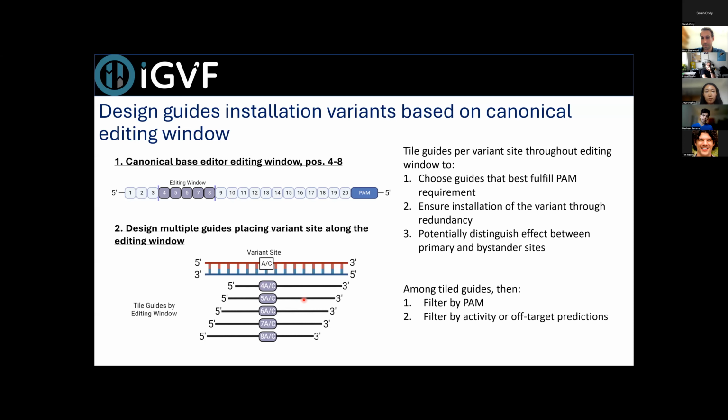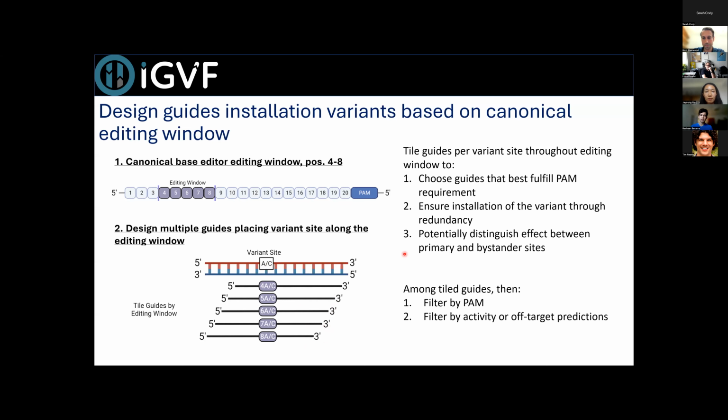And then from these tiled guides for each variant, you can filter based off of which among these guides are compatible based off of the PAM requirement. And then you can optionally filter based off of the activity, such as with Beehive, or Cas9 off-target predictions as well.